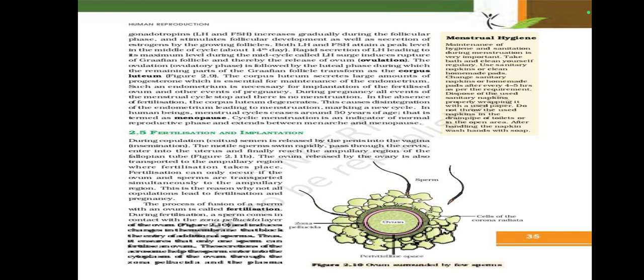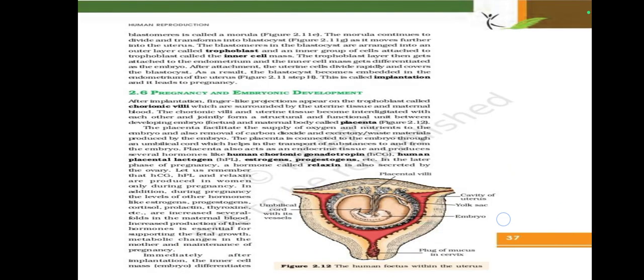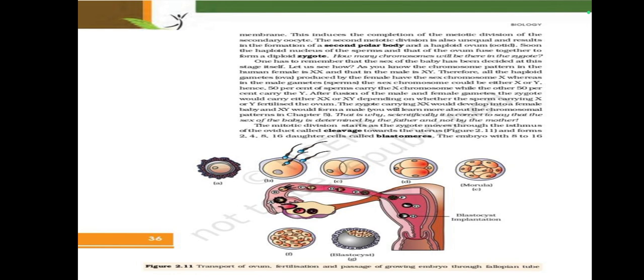The process of fusion of sperm with the ovum is called fertilization. During fertilization, the sperms come in contact with the zona pellucida layer of the ovum membrane, and this induces the completion of the meiotic division of the secondary oocyte. The second meiotic division is also unequal and results in the formation of the second polar body and a haploid ovum. Soon the haploid nucleus of the sperm and that of the ovum fuse together to form a diploid zygote.